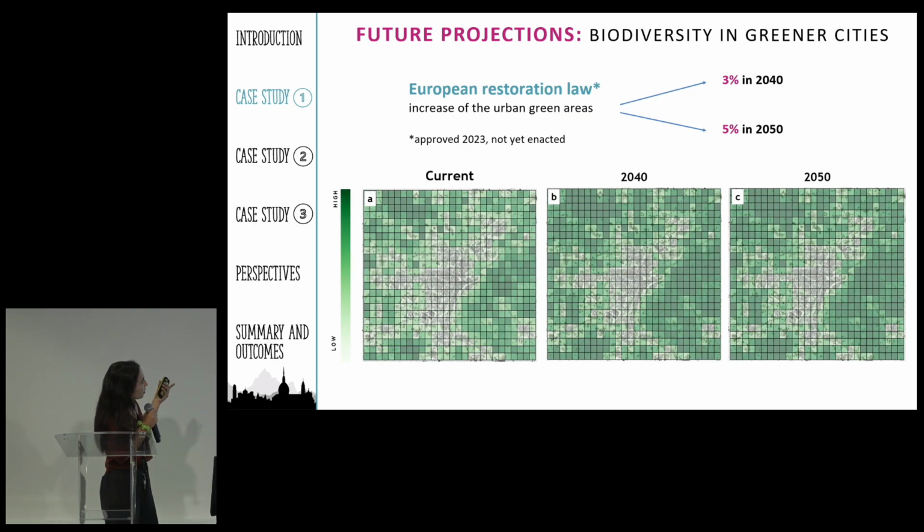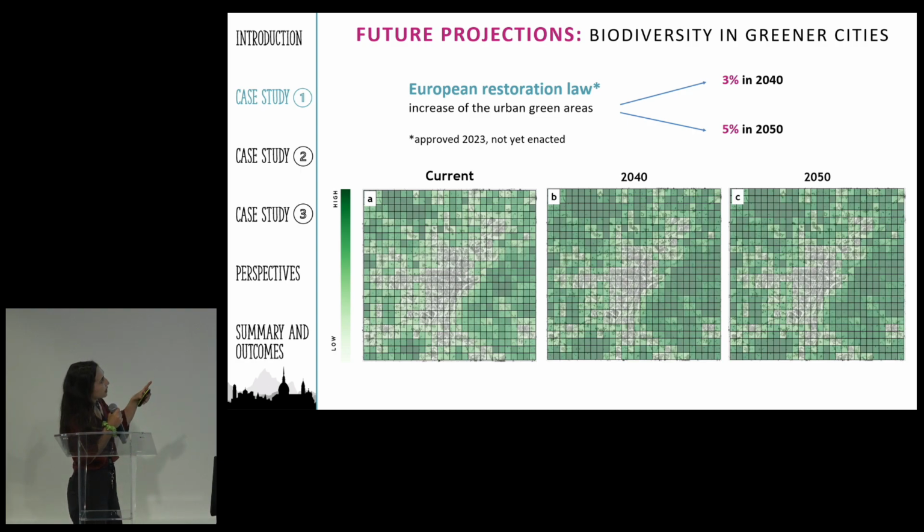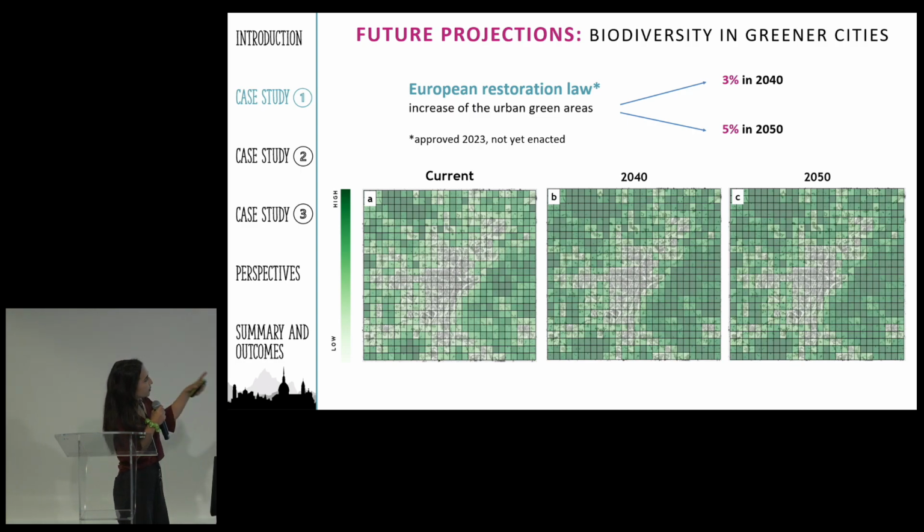As the European Restoration Law suggests to increase the percentage of the green areas in our European cities by 3% in 2040 and by 5% in 2050, I tried with QGIS to increase the green areas in Torino by 3% and 5%, and apply my model and see how biodiversity responds to such an increase. It's interesting to see that such a small increase like the one of the 3% that you can see in the middle figure already has some significant impacts on biodiversity.